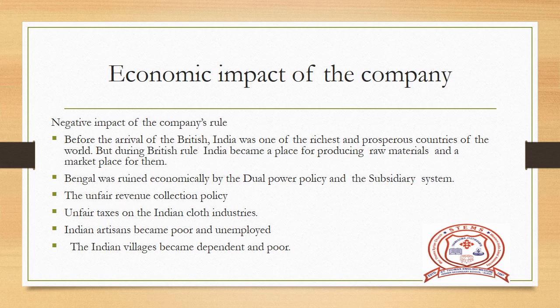The unfair revenue collection policy made the peasants debtors. Then the British government imposed unfair taxes on the Indian cloth industries. Indian artisans became poor and unemployed. The Indian villages became dependent and poor. These are the economic impacts of the company.